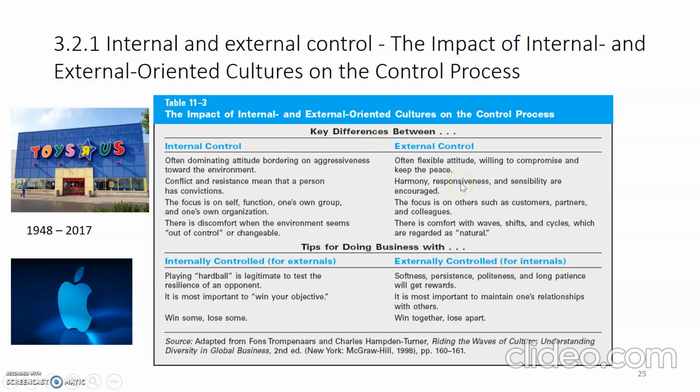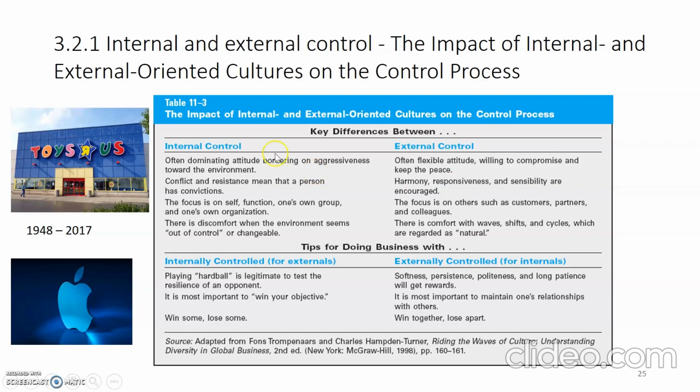Firms with external control usually have a flexible attitude. They are willing to compromise and also keep overall peace. Usually, harmony, responsiveness, and sensibility are encouraged, and the focus is on others. Others here meaning customers, partners, and also colleagues. Also, the firm that has external control is usually comfortable with shifts and cycles. They are comfortable with trends. They are also comfortable with external changes.